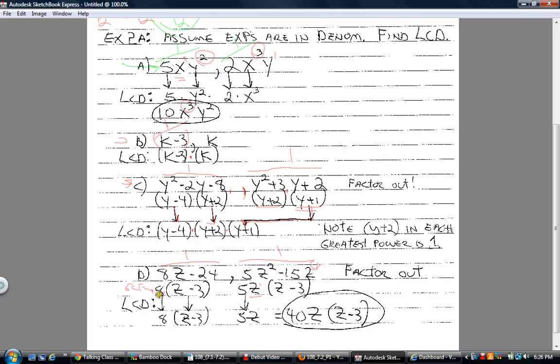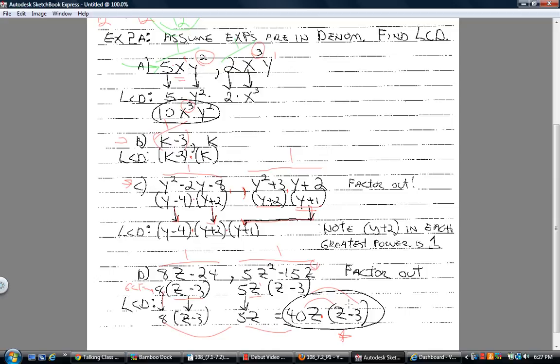Okay, now all the factors got to be in there. So you drop the 8, z minus 3 comes down, 5z also comes down, and then you have 8 times 5 gives you the 40, and z, and you've got the parentheses z minus 3. They want you to leave them in this format. You want them to be all factors. If you use the distributive property, you would turn that into an addition of 2 terms.